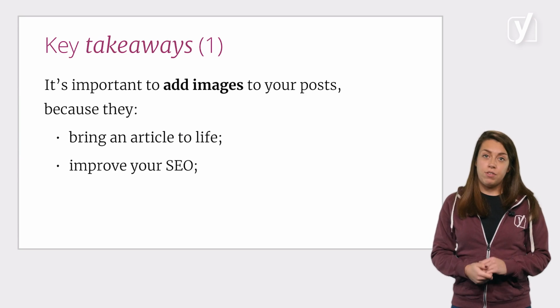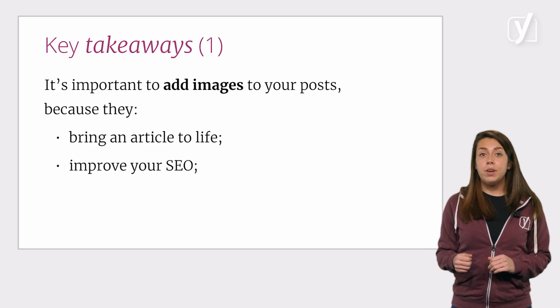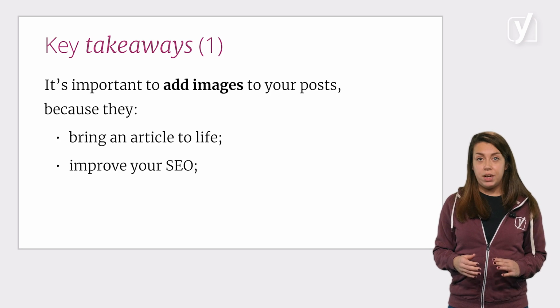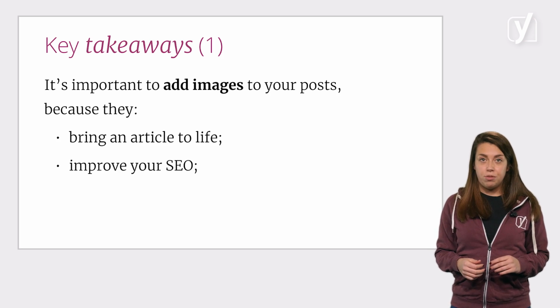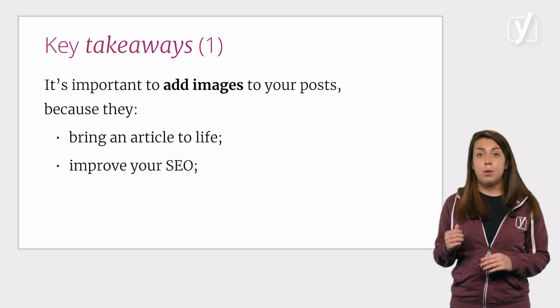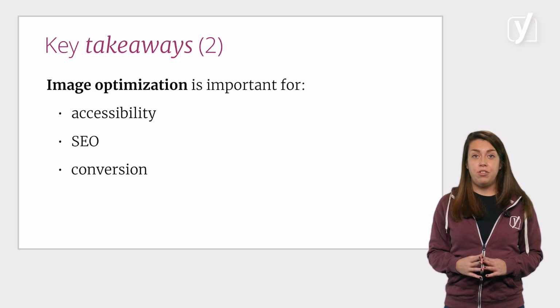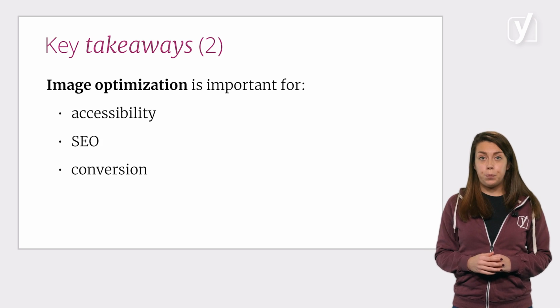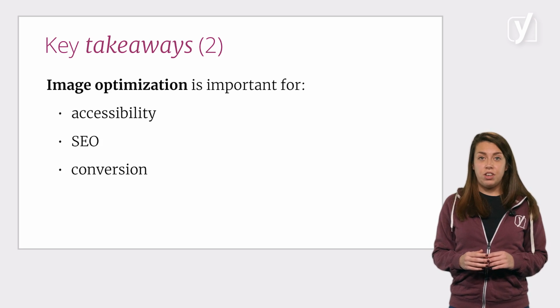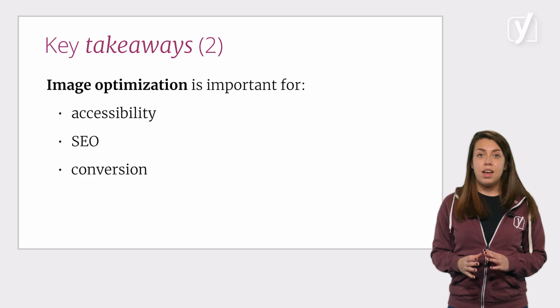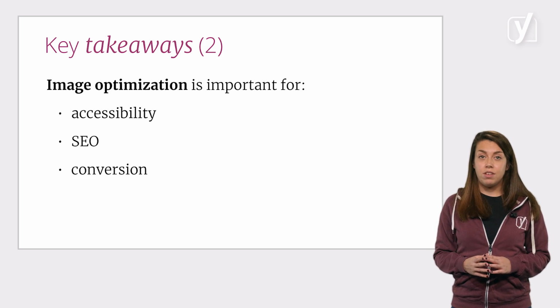Now, let's summarize what we've learned in this lesson. It's very important to add images to your posts and pages, not only because images bring an article to life, but also because they improve your SEO. However, it's not enough to just add images. You should optimize them as well. We've seen that image optimization is important for accessibility, SEO, and conversion reasons. That's it. In the next lesson, we'll explain how you should prepare images for use in your article.